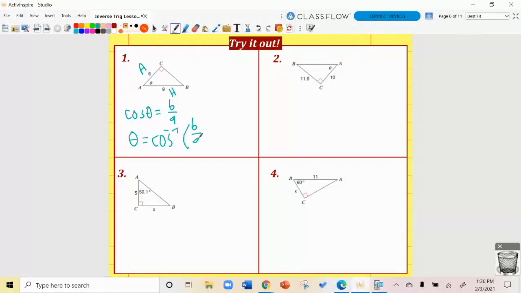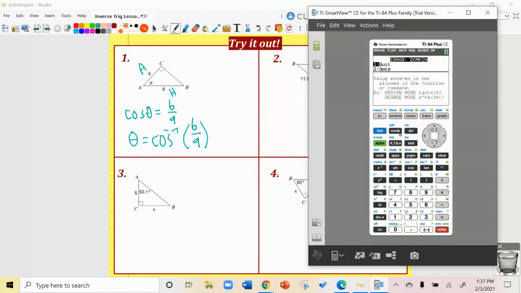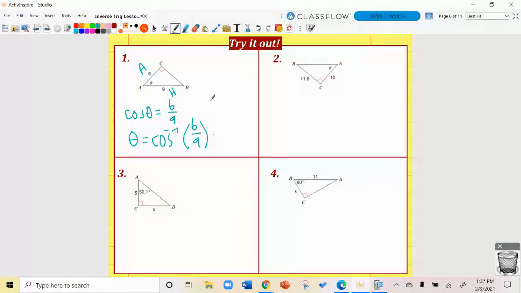If I didn't have a calculator, I would be good. This would be a wonderful answer. If I do have a calculator, second cosine of 6/9, 48.19. Theta is 48.19 degrees.